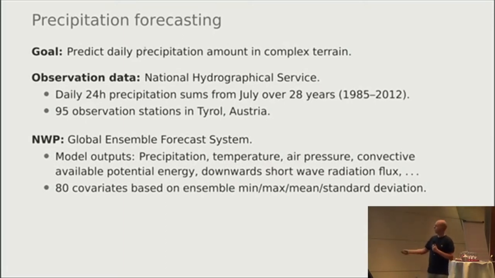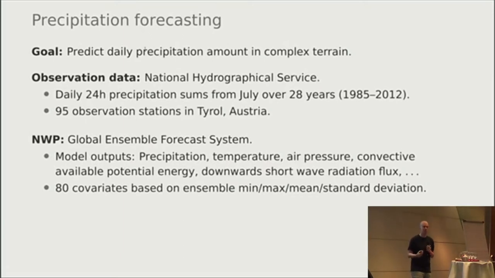But there are other variables: temperature, air pressure, convective available potential energy, downward shortwave radiation flux, which is the meteorologists' way to say sunshine. And these things then tell you something about how likely it is that it might rain on the surface. And we did not just take the model outputs as they are, but for every time point we have this ensemble of predictions, and we take the corresponding minimum, maximum, mean, and standard deviation for every one of these variables, giving us all in all 80 covariates.